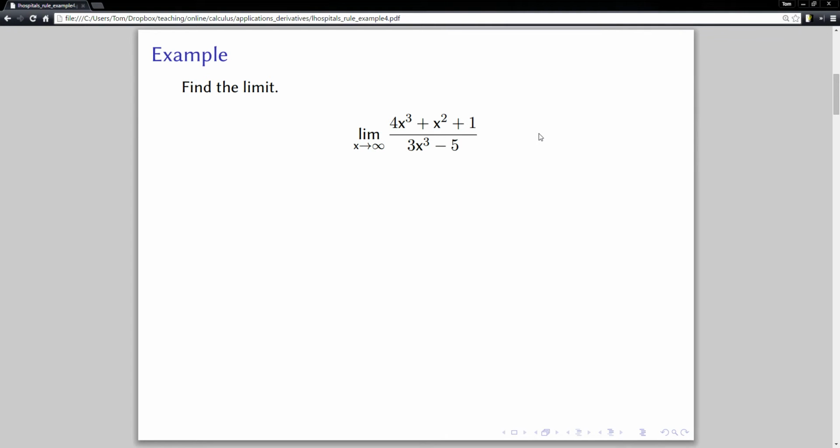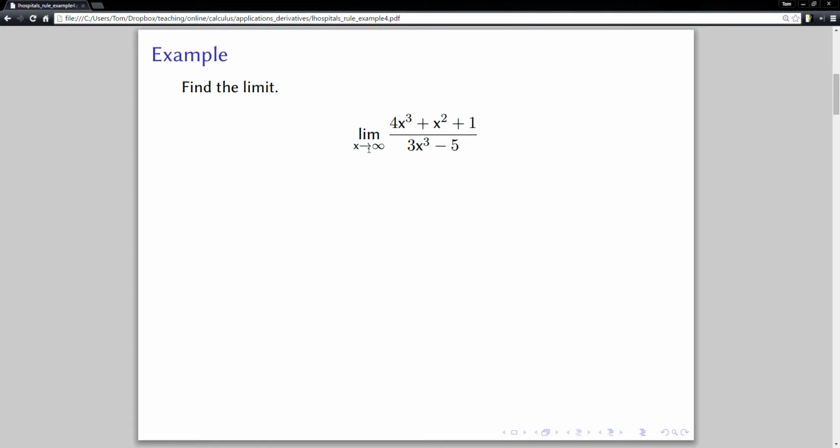And just recall that this is one of the types of limits that we talked about in Unit 1 on limits. And we had a different technique for computing this limit. But now we're going to do it differently with L'Hopital's rule.